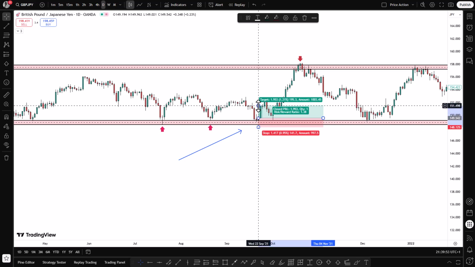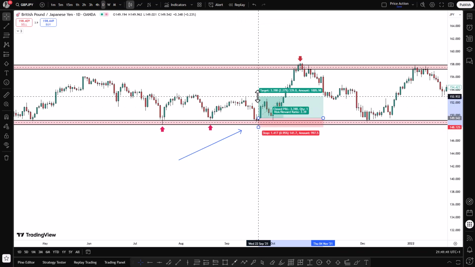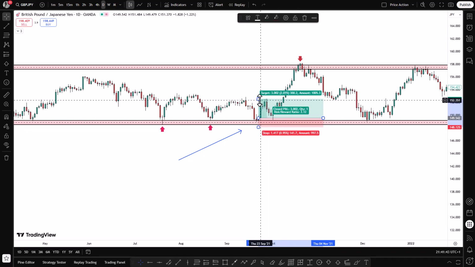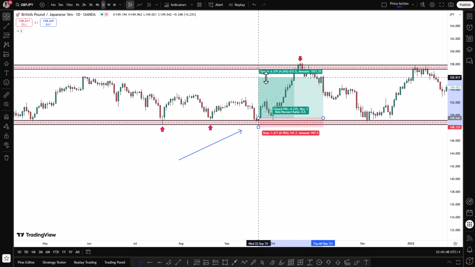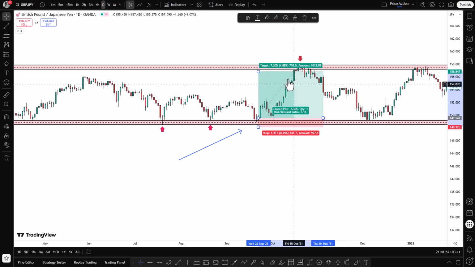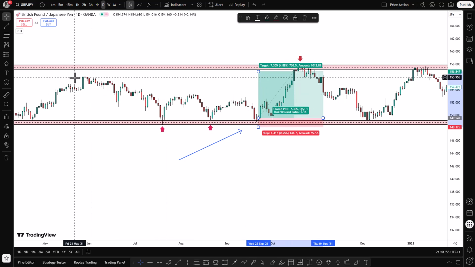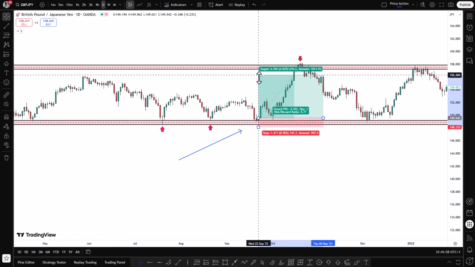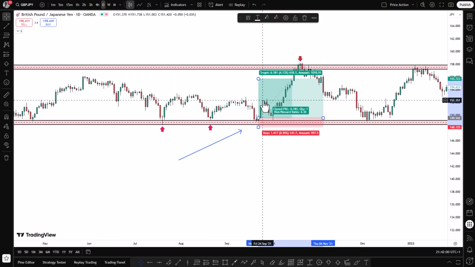Okay, so what we have here, you can see exactly, this would have been our entry. This would have been where we would have placed our stop loss. And if we're aiming for our 1:2, then our profit target would have been hit somewhere here. In fact, let's assume just for example's sake that we're aiming for the high. Okay, this was the high where price got rejected at previously. So somewhere around here, you can see that this would have been a 1:4 trade.